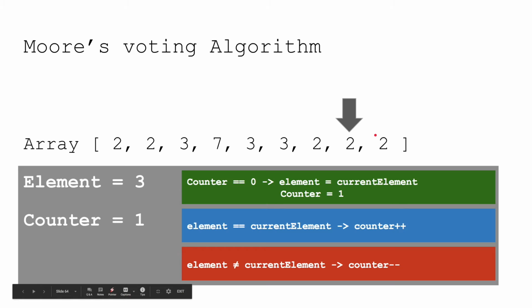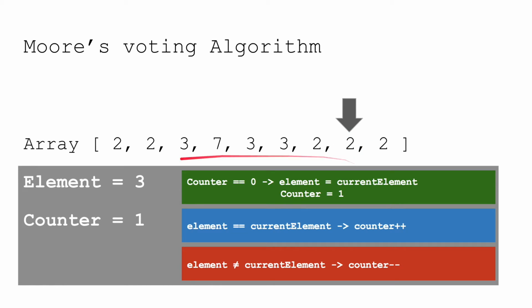And then we move to the next element. So here the element is 2, which is again not matching with this element. So we need to decrement this counter by 1. So this becomes 0. Now we move to the next element, which is 2, and here the counter is 0. So here we need to set this element to the current element and we need to set the counter to 1. So now we have element equal to 2 and the counter equal to 1. As we have reached the end of this array, we can say that this is our majority element.